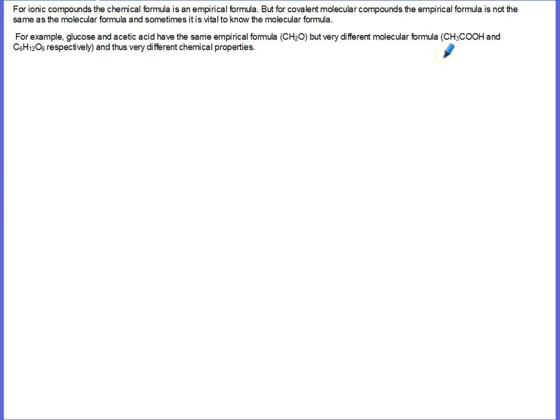Acetic acid, which is the stuff in vinegar, is CH3COOH, so it's got 2 carbons, 4 hydrogens and 2 oxygens, hence the ratio CH2O. And glucose, which is sugar, has molecular formula C6H12O6, which once again is a ratio of 1 to 2 to 1. So they've both got the same empirical formula, but they've got very different properties and very different molecular formulas. Thus, for these covalent molecular compounds, it's very important to know not just their empirical formula, but their actual molecular formula as well. And that's what example 6 is all about.